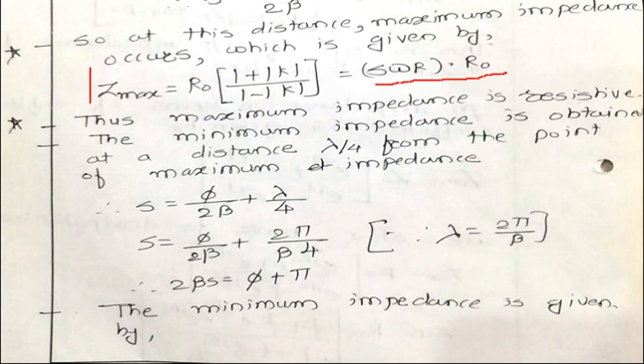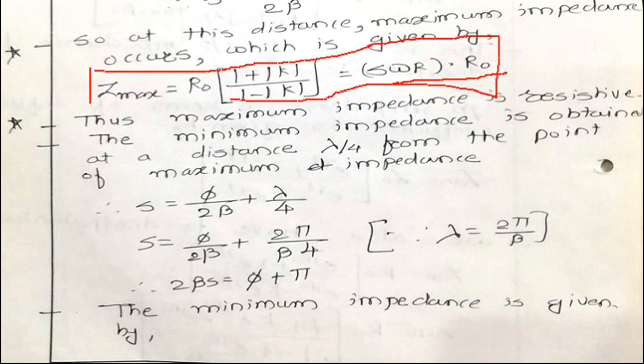This is the expression for maximum voltage along a dissipation-less line. This is very important to understand. Thus, maximum impedance is resistive for a dissipation-less line. The minimum impedance is obtained at a distance lambda by 4 from a point of maximum impedance. Remember one thing, you might be confused about this: how is minimum impedance obtained at a distance of lambda by 4?